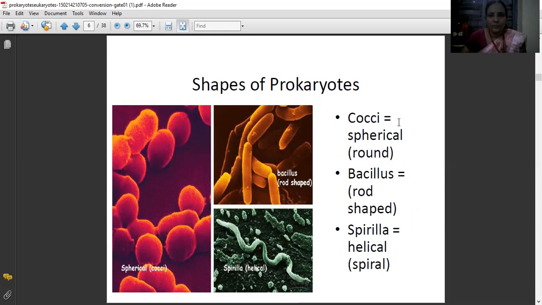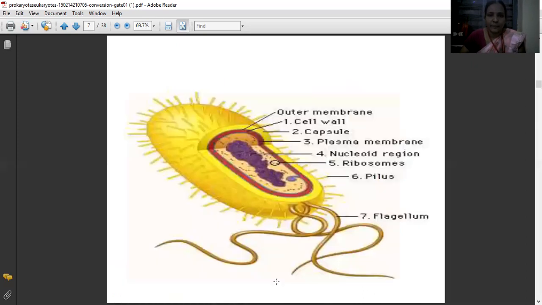So the 4 types of cell shapes are there: cocci, spherical shape; bacillus, rod shape; then spring जैसा structure है, it is a spirilla. So it is a basic structure of prokaryotic cell.